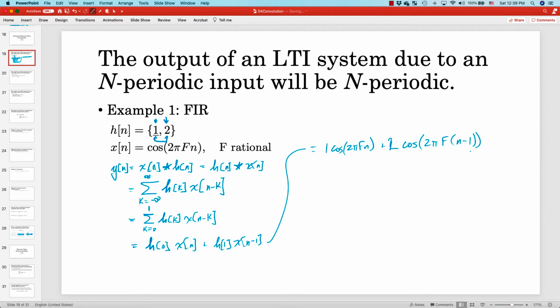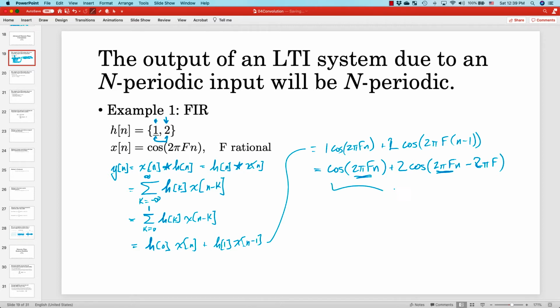Now this is simply a cosine added to an amplitude scaled and phase shifted cosine. So I hope you see that the answer will be a cosine with the same frequency. So to make that explicit, this is cosine of 2 pi big F times n plus twice cosine of 2 pi F times n, so there's the same frequency and then minus a phase shift. And the phase shift is a big F fraction of 2 pi.